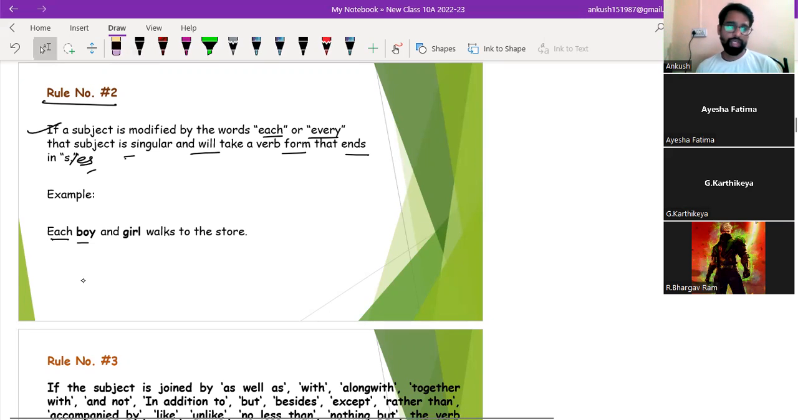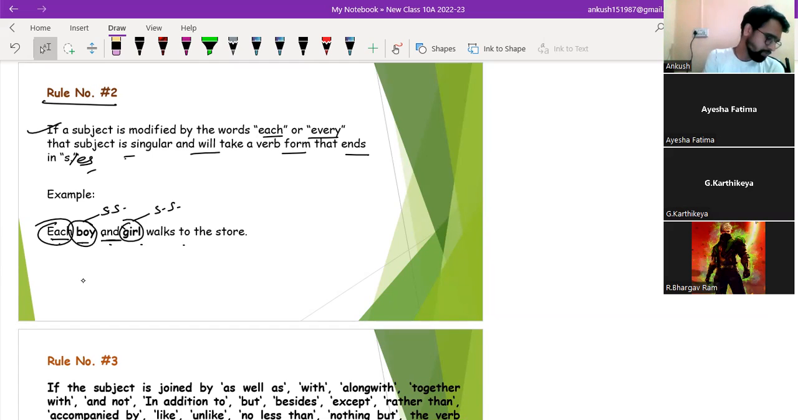But here, if those singular nouns have come together with the conjunction and, what will happen? Still, these would be considered singular only, because each is used. Each boy and girl walks to the store. Okay. Is there any confusion, beta? Aisha, can you explain this rule, rule number 2?